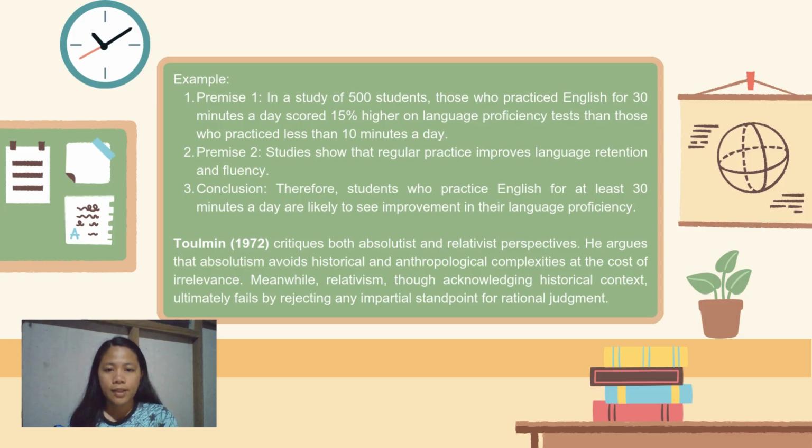Tom in 1972 critiques both absolutist and relativist perspectives. He argues that absolutism avoids historical and anthropological complexities at the cost of irrelevance. Meanwhile, relativism, though acknowledging historical context, ultimately fails by rejecting any impartial standpoint for rational judgment.